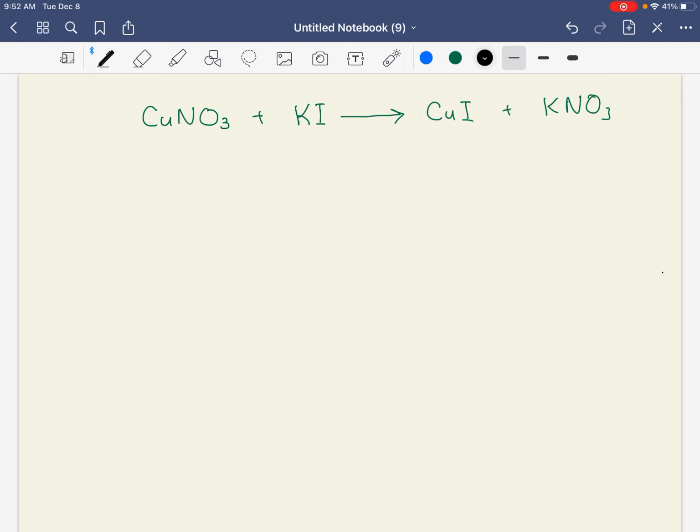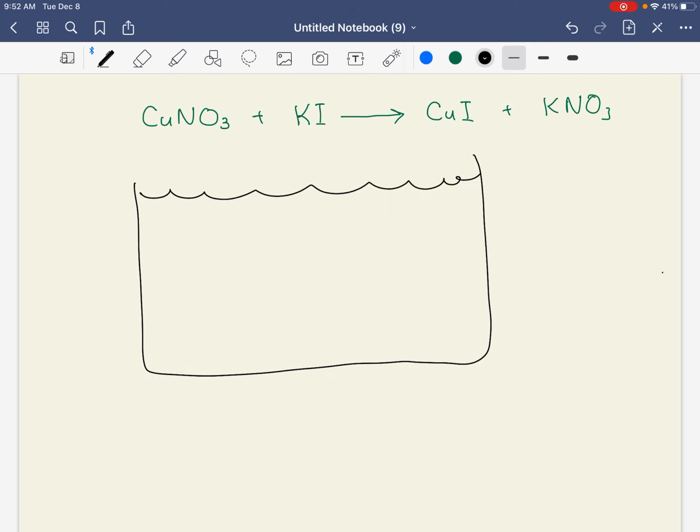Well, let's do exactly what we did before. Let's do a big beaker. Let's just drop everything in there. You can actually do that, it's just not that fun. Let's drop CuNO3 in here. So what happens when you drop CuNO3 in water? Well, you get Cu+, and you'll get NO3-.